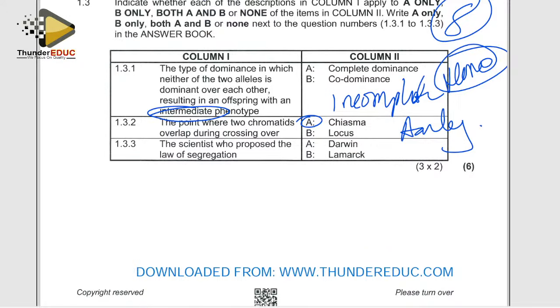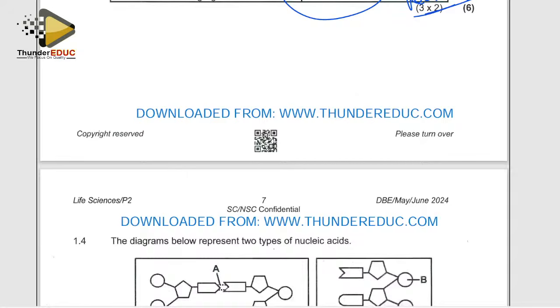Yes. Then you go back and see that the law of segregation was proposed by Mendel. So in this case, there is nobody. So the answer becomes none. It is A only. It is none. You see? Yes.